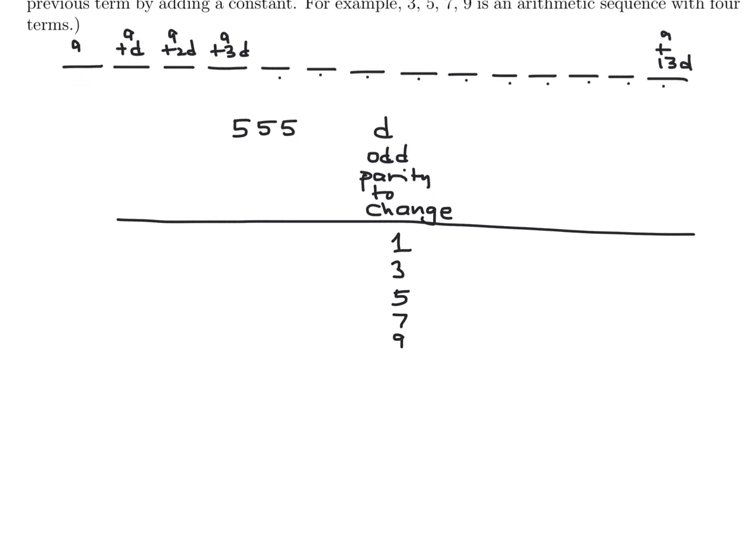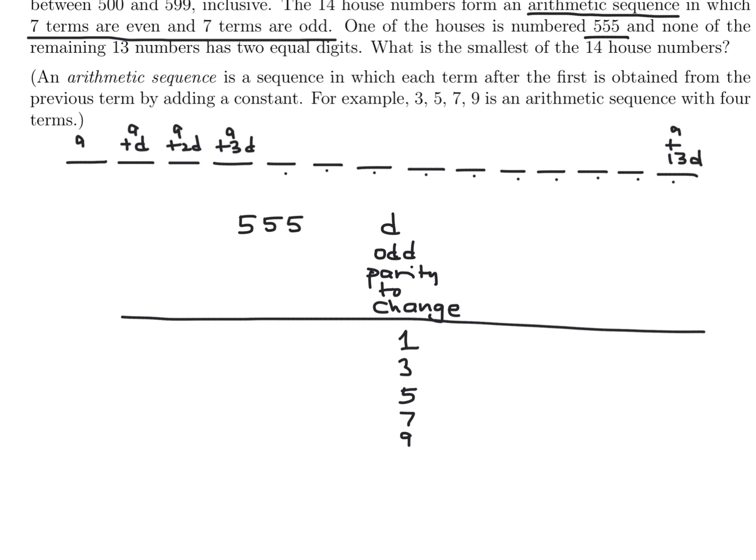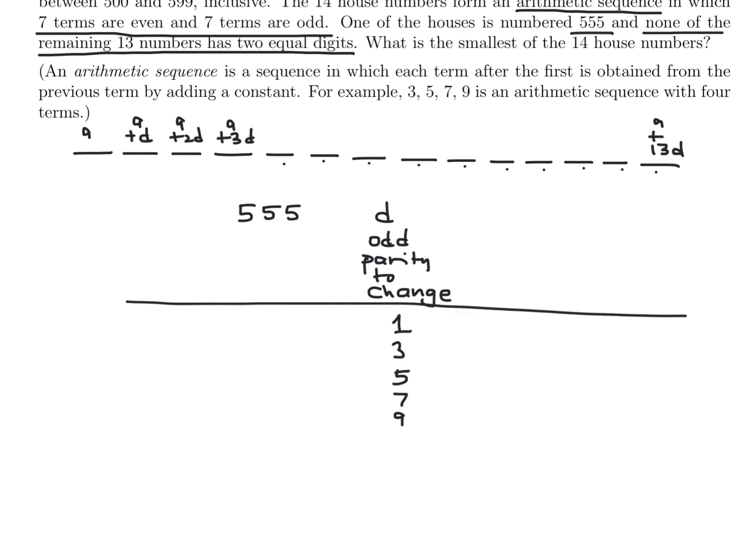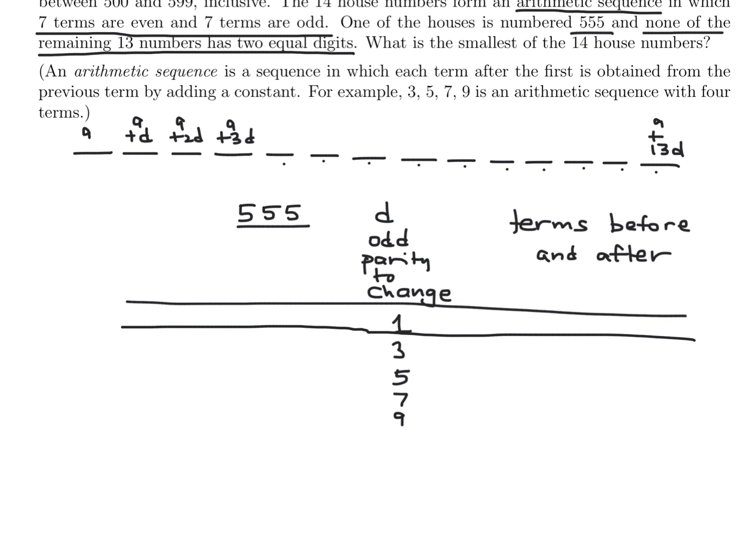Okay, let's move this up a bit. And then, another piece of information they gave me, I almost skipped it, is that none of the other 13 numbers have 2 equal digits. None of the other numbers have 2 equal digits. So this obviously has 3 equal digits. So that's very interesting. So let's see here. Let's figure out terms before and after the 555. And let's see if that helps at all to narrow things down.